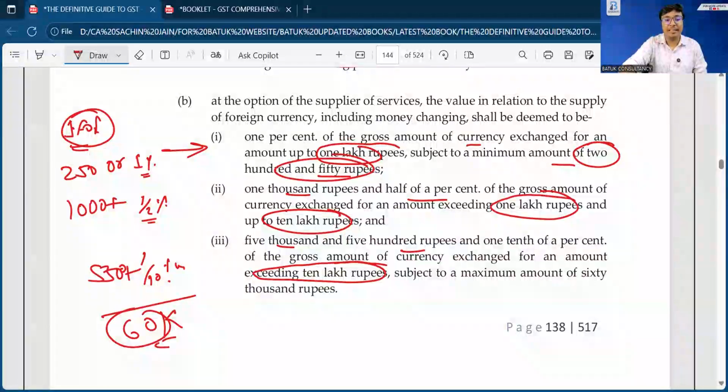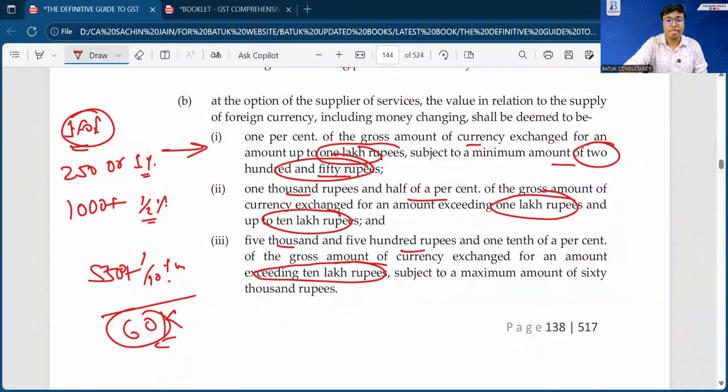Sir, banking company, financial company, for everyone, it's okay. It will be applicable on the whole gross amount exchanged. As soon as your quantum increases, your ratio, your percentage, is going to decrease, because as the quantum increases, the percentage decreases. And that will be applicable on the gross amount of currency exchanged. Just read the language. The language is saying gross currency exchanged.